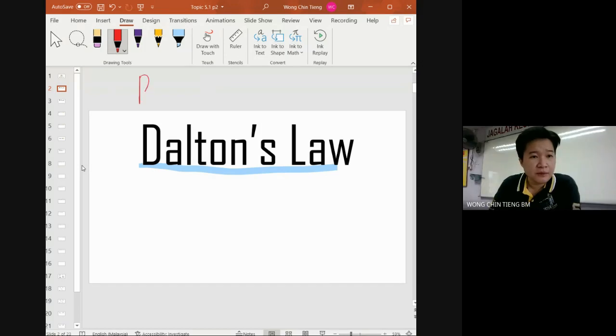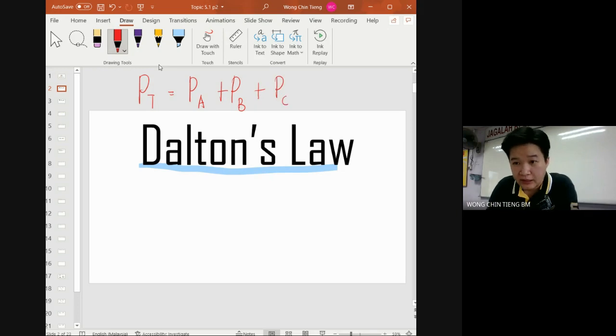Okay, the total pressure will be equal to the summation of the partial pressures in the mixture. So ada berapa mixture means, dalam mixture kamu ada berapa component bermakna kamu akan ada berapa partial pressure. Tak kisahlah A, B, C, D or whatsoever sampai Z pun tak apa. It depends on your mixture having how many different components.